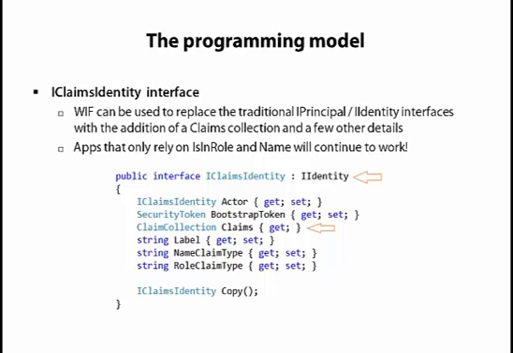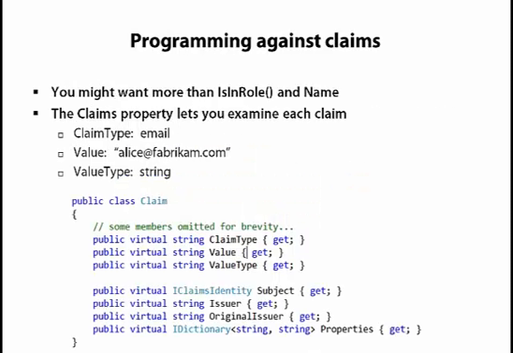Let's take a closer look at the programming definition of claims. The claims model is much more flexible. IsInRole is only yes or no. Claims are name-value pairs where claim type is the equivalent of the attribute name, as in email, UPN, etc. In a SAML token, claim type is a URI.